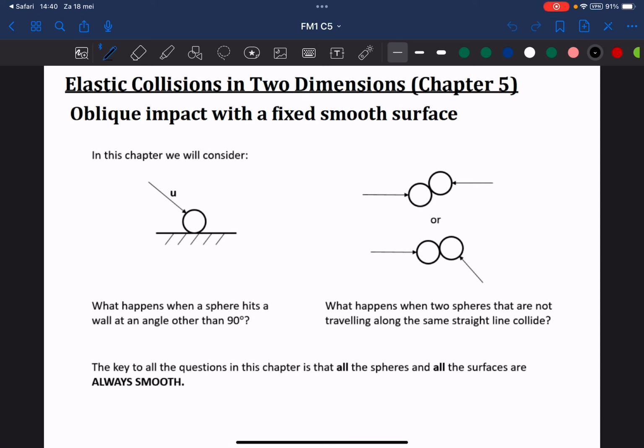We're in Chapter 5, the last chapter that I'm going to record for this series on elastic collisions in 2 dimensions. Now, these are taken from Dr. Frost's Maths. The link is in the description if you want to get access to those.